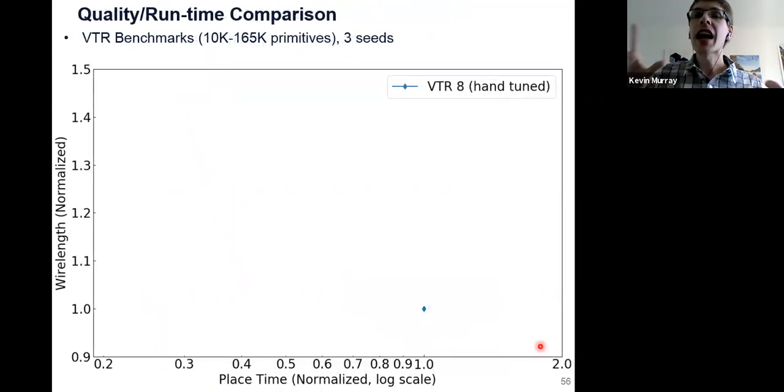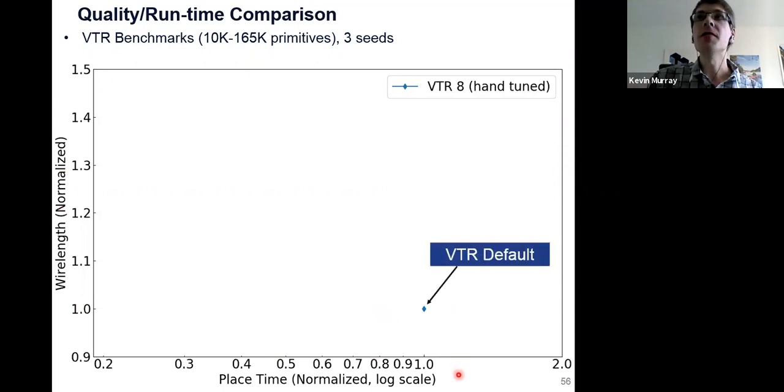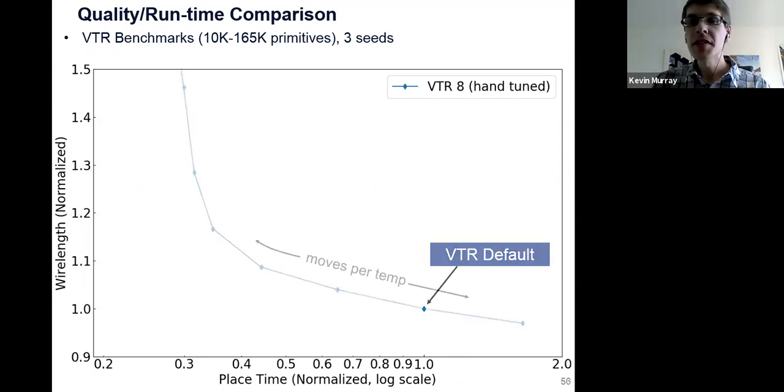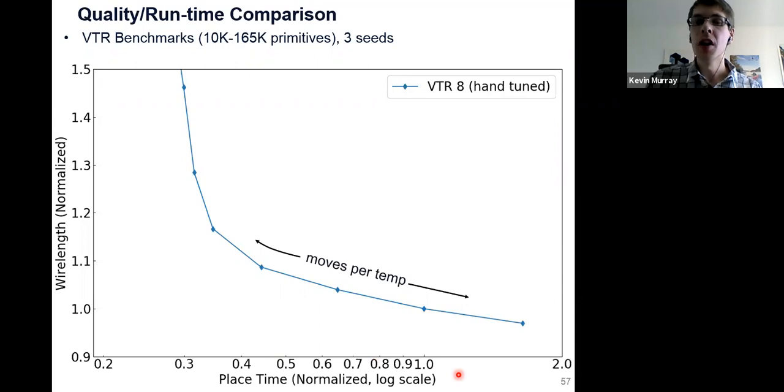Okay, so let's take a look at how this compares to a hand-tuned tool like VTR8. What I'm showing here is, again, placement time on the x-axis and wire length on the y-axis. And this blue point here at 1,1 corresponds to the VTR default parameters. Now, there are parameters that you can adjust in VTR that will vary its runtime quality trade-off. One of these is the number of moves that you make per temperature. And with that, we can get this runtime quality trade-off curve.